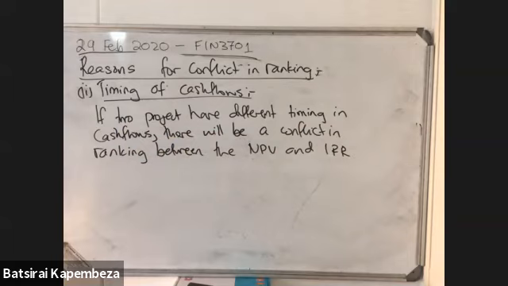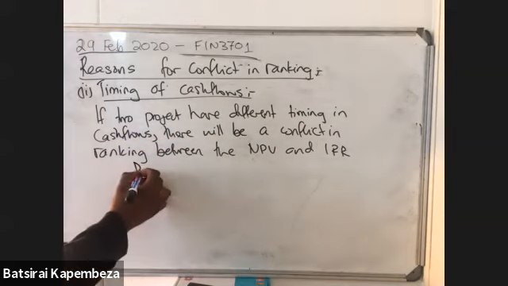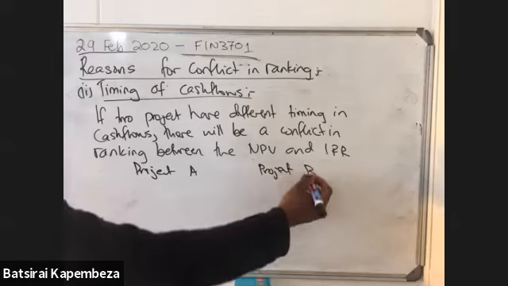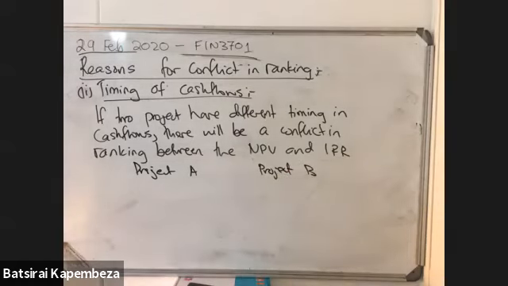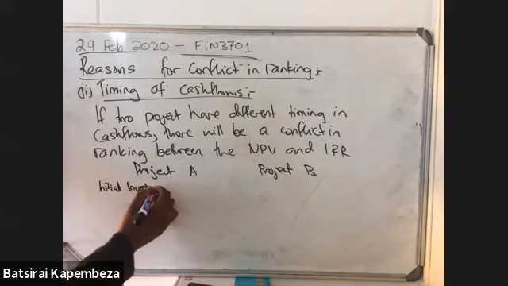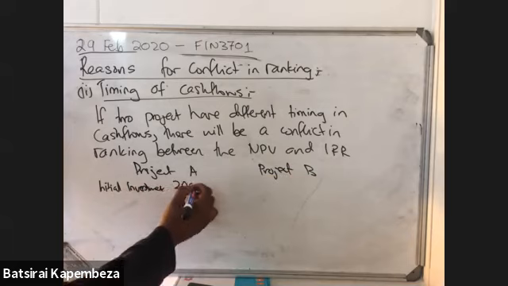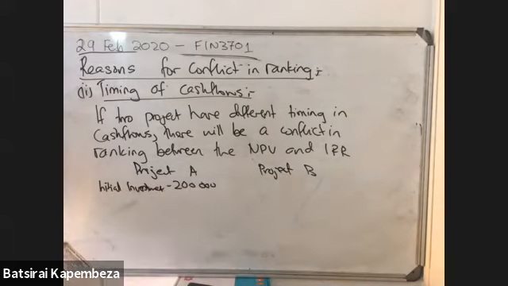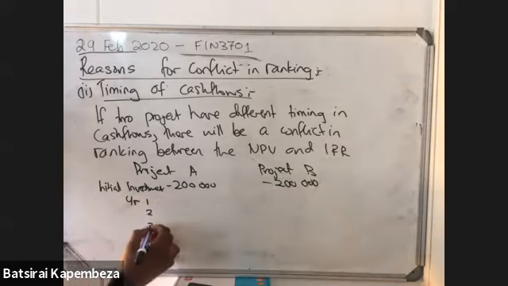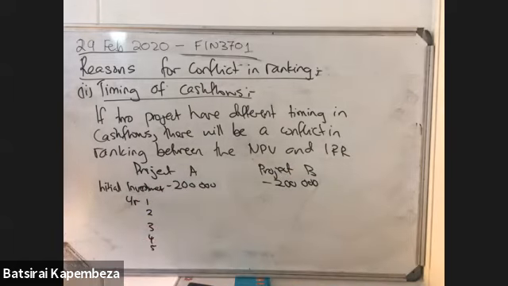Okay, what exactly does this mean? Here's an example. Let's say we have project A, and let's say we have project B, right? Let's look at these two projects. Let's say for project A, the initial investment is 200,000. Let's say the same applies for project B. Its initial investment is 200,000. Let's say project A is a 4-year project.